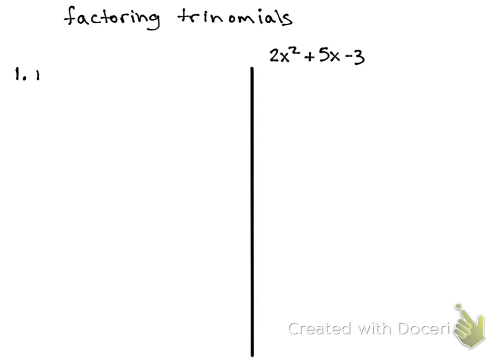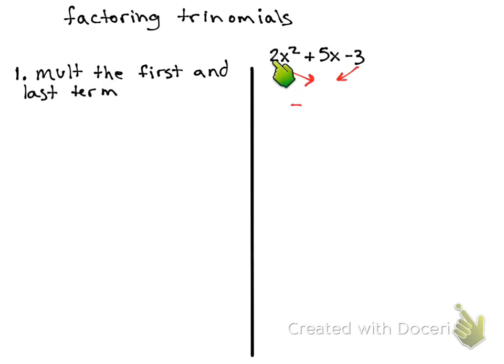Step 1, you want to multiply the first and last term together. So the first term is this 2x squared. You're going to multiply it with the last term, negative 3, and you're going to put it underneath the middle term. So 2x squared times negative 3 is going to be a negative 6x squared.